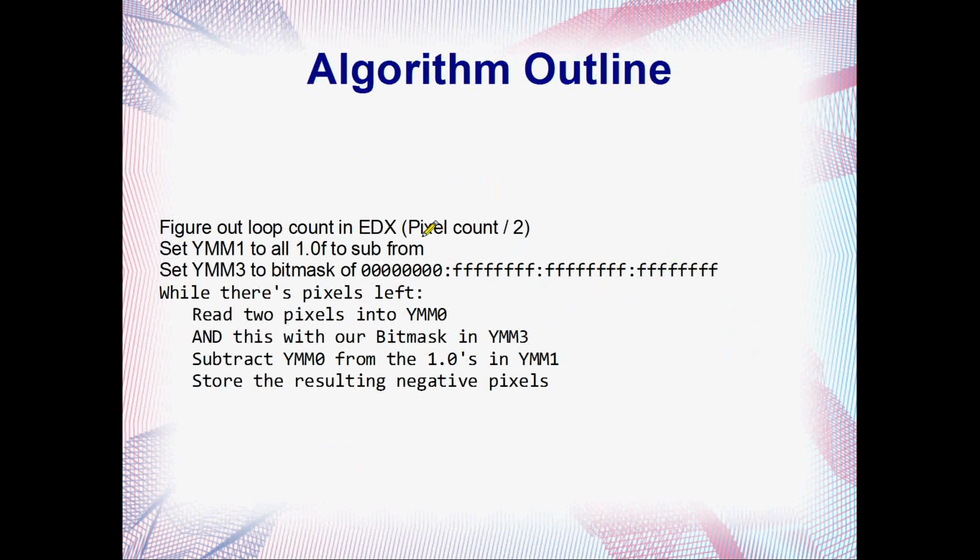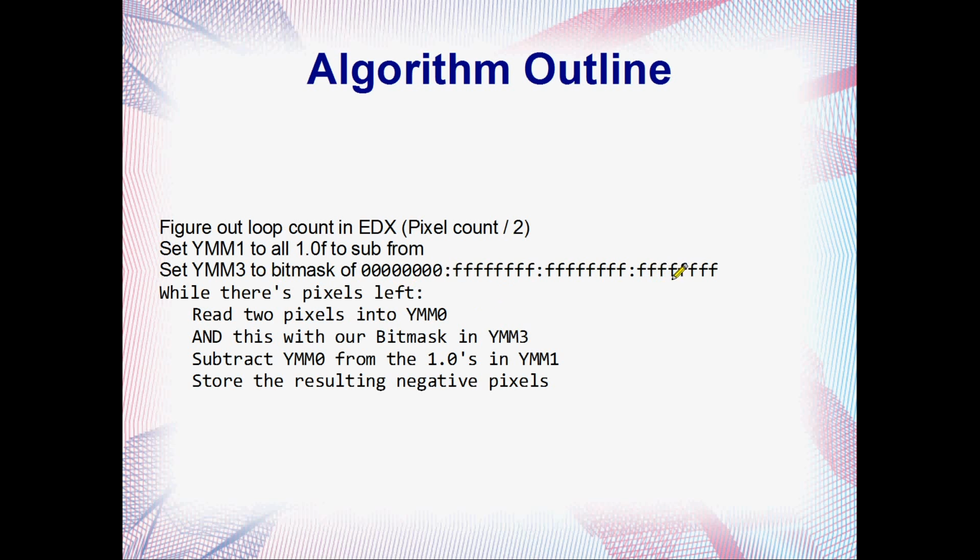Here's a bit of an outline of what we're going to do. The first thing that I've done is figure out how many times we've got to run through the loop. That's the pixel count over 2, since AVX is actually taking 2 pixels at once. Then I've set YMM1 to all 1.0s. That's the value I'm subtracting from in order to negate. And I've set a bitmask in YMM3. Now, the bitmask looks something like this. It's actually 2 copies of this, since this is only 128 bits wide. It's a bunch of 1s in the low end of the pixels, and zeros where the alpha channel is. So the real bitmask is 256 bits.